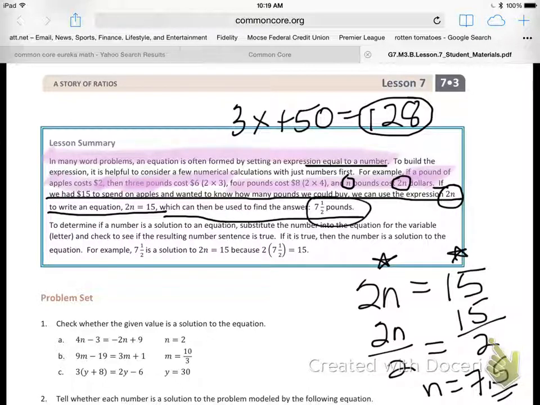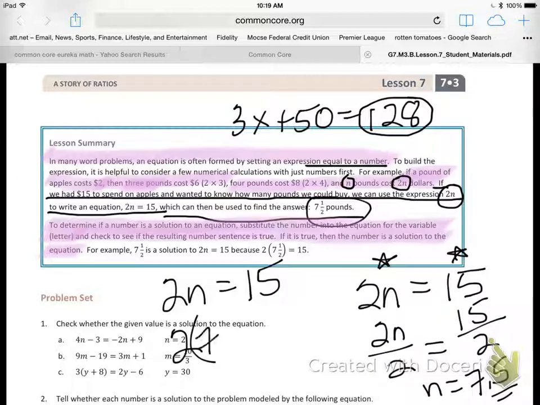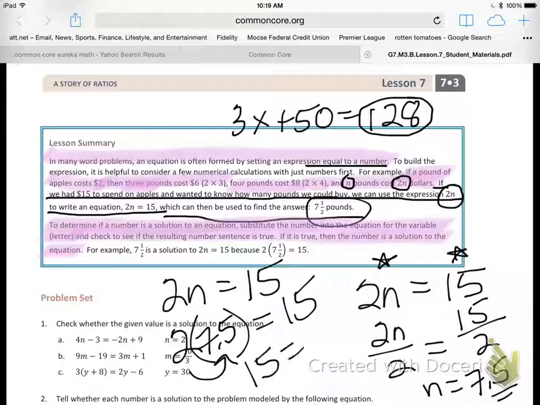Now, to determine if a number is a solution to an equation, you substitute that number into the equation for the variable and check to see if the number sentence is true. If it is true, then this number is the solution to the equation. For example, we could look at the one we just did here. We had 2n equals 15. If we substituted 7.5 for n, that's saying that 2 times 7.5 is equal to 15, and it is. So that solution is true.